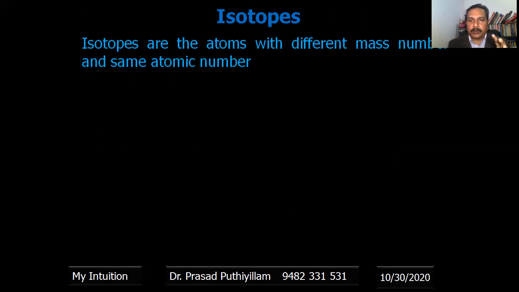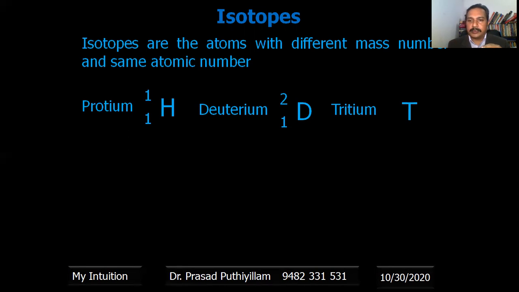Isotopes are just the opposite of isobars. There we had the same mass number; here we have different mass numbers but the same atomic number. Isotopes are elements with the same atomic number but different mass numbers. For example, protium is an isotope of hydrogen. It has 1 proton, atomic number 1 and mass number 1. Deuterium, represented as D, has mass number 2 and atomic number 1. Tritium, represented by T, has mass number 3 and atomic number 1. All these are isotopes of hydrogen, with almost the same properties.